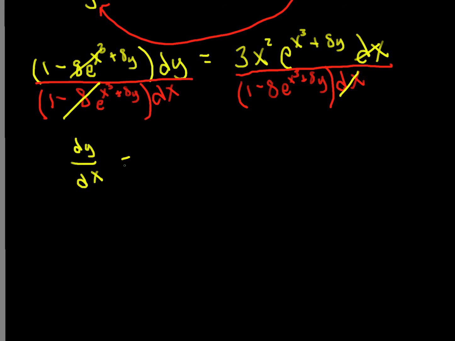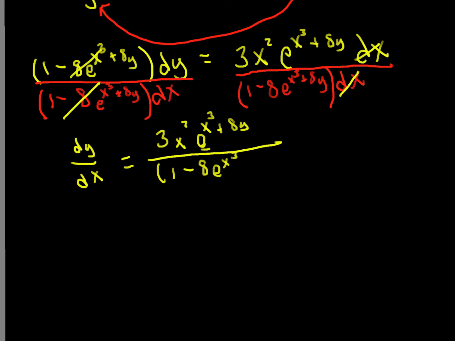And so on the right-hand side, I get 3x squared e to the x cubed plus 8y, all divided by 1 minus 8 e to the x cubed plus 8y. Okay? That's what dy/dx is.